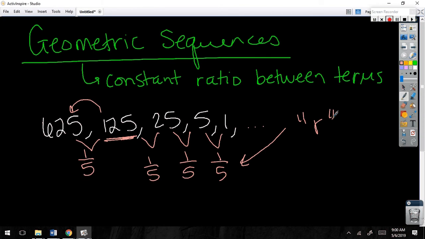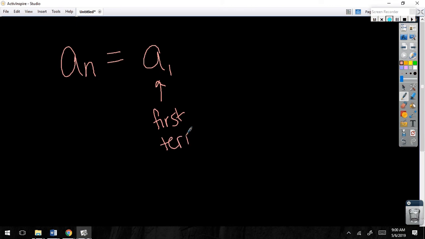So we're under geometric, and we're still in explicit, and we're only going to work with that first formula today, which is a sub n equals a sub 1, which we know means the first term, times, these are a little bit trickier, r to the exponent n minus 1. And again, r is my ratio that is between all terms. So you're scared of this one? Wow. All right.